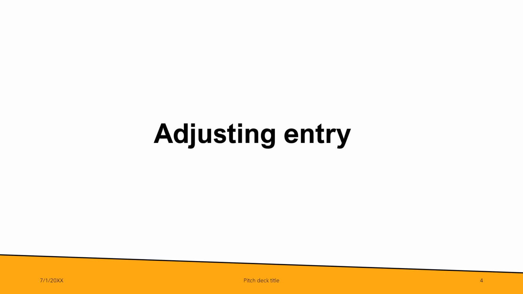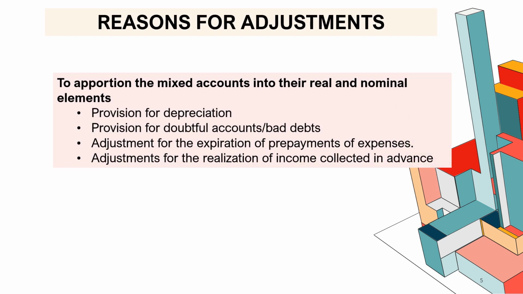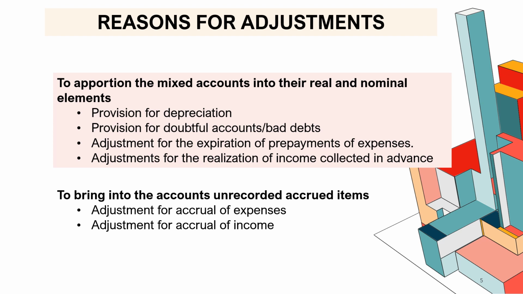We are now on the adjusting entry discussion. Why do we need to make adjusting entries at the end of the accounting period? What are the reasons for adjustments? Number one reason why we need to adjust accounts is to apportion the mixed accounts into their real and nominal elements. What are mixed accounts? Mixed accounts are asset or liability accounts which require adjustment at the end of the accounting period because these accounts have a balance sheet component and an income statement component. So therefore, we need to adjust those accounts.